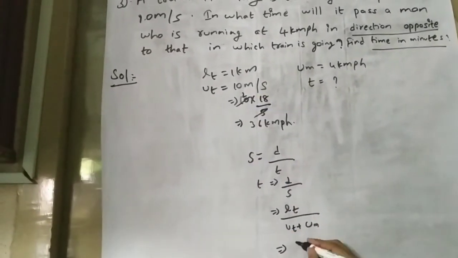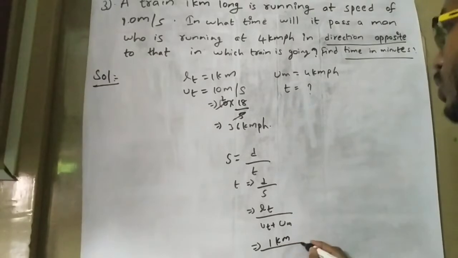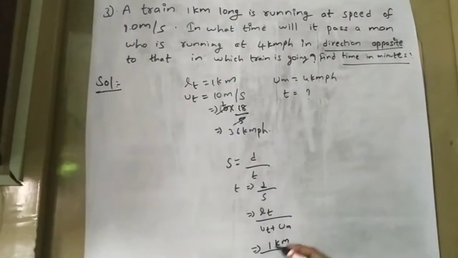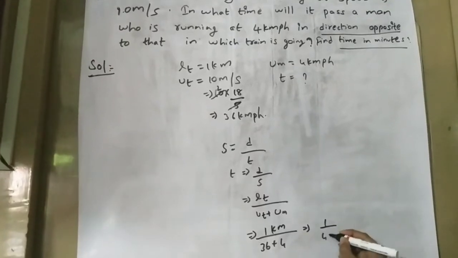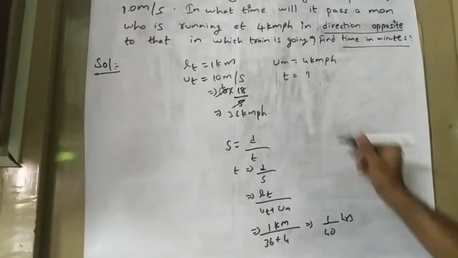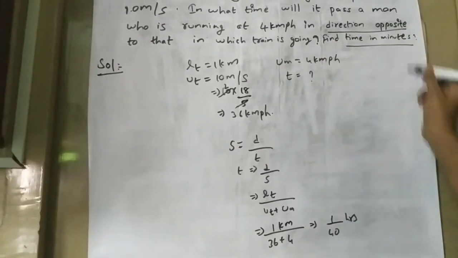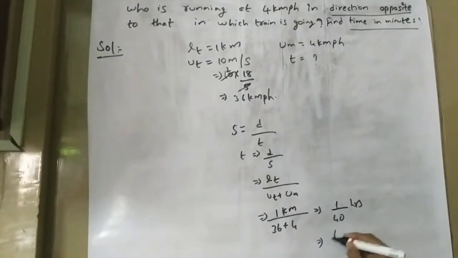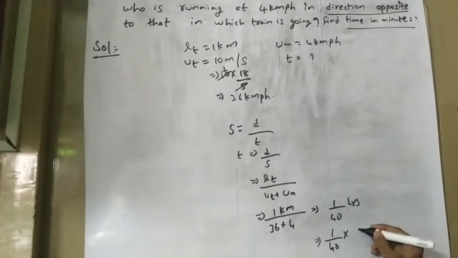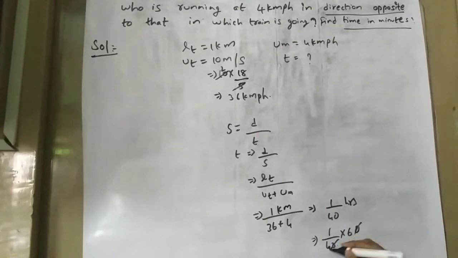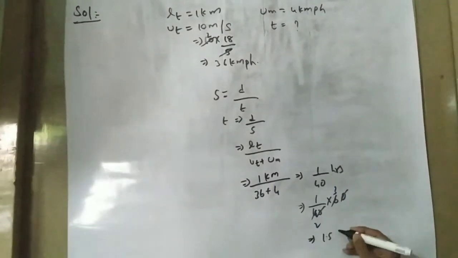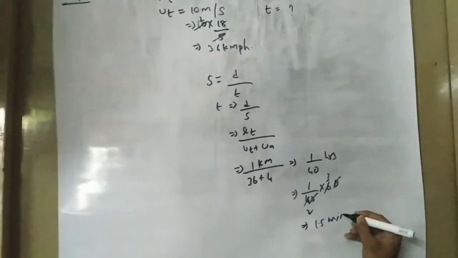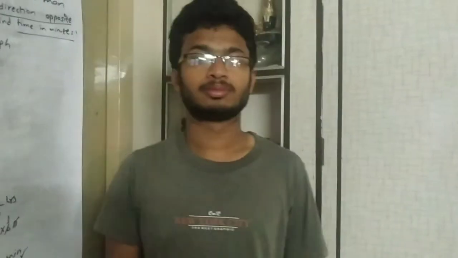Length of the train 1 km by (Ut 36 plus 4), that is equal to 1 by 40 hours. They are asking us to find the time in minutes, so that is 1 by 40. To convert into minutes, multiply with 60, 2 2s and 2 3s, that is equal to 1.5 minutes. So the time is 1.5 minutes.